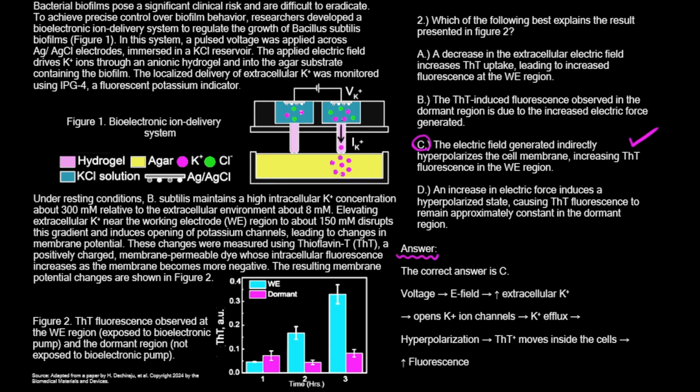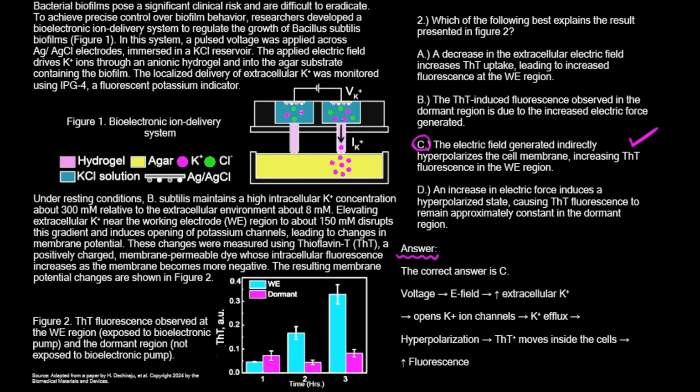Let's evaluate the options one by one. Option A says a decrease in extracellular electric field increases THT uptake, leading to increased fluorescence at the WE region. This is not correct. The passage does not describe a decrease in extracellular electric field. The applied voltage generates an electric field at the bioelectronic device, which directs K plus ions toward the extracellular side of the bacterial cells. This option does not accurately describe the mechanism.